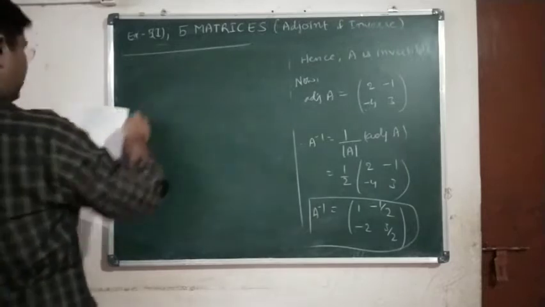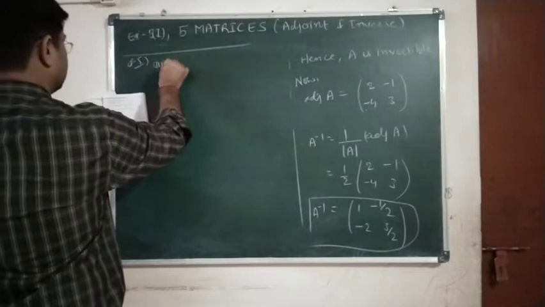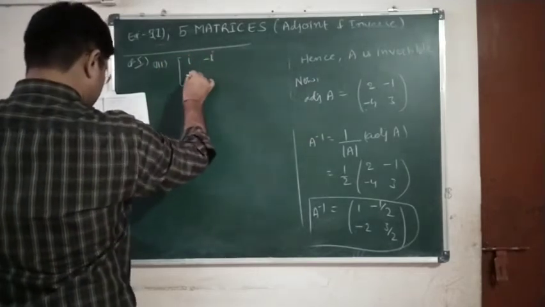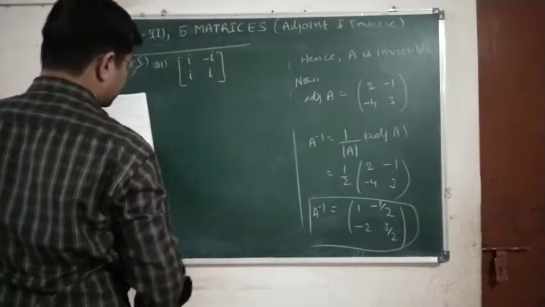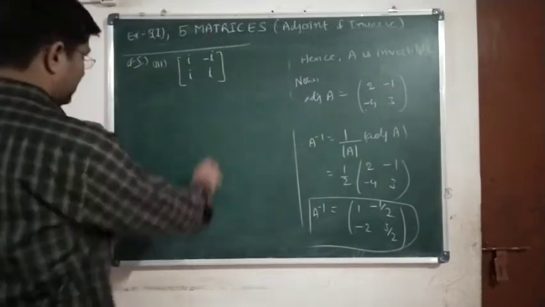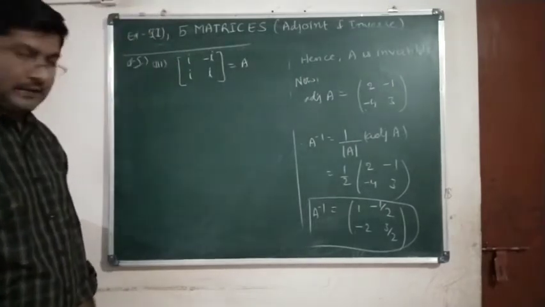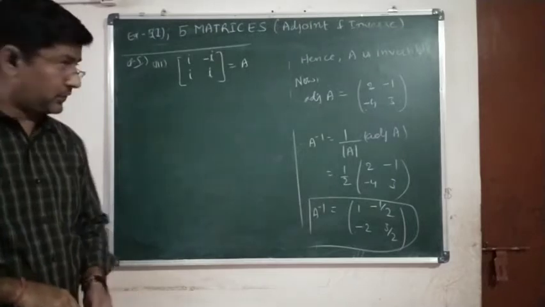Okay, question number 5, number 3. Three are positive and one is negative. Let us name again this matrix to be matrix A, and again we will find the two things: first, the determinant of A and the adjoint of A.